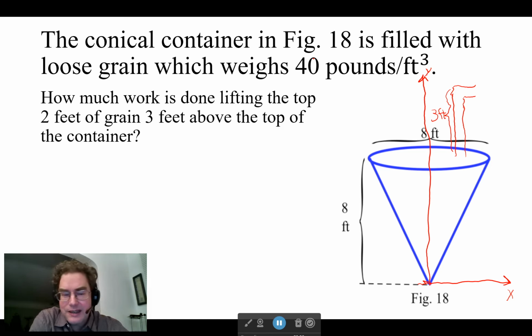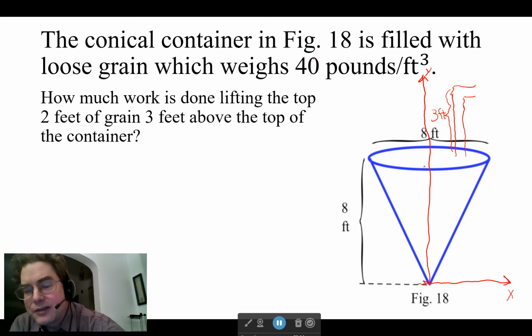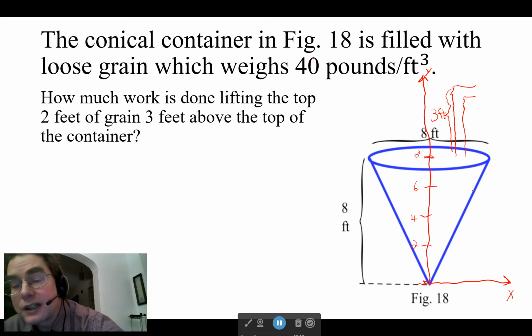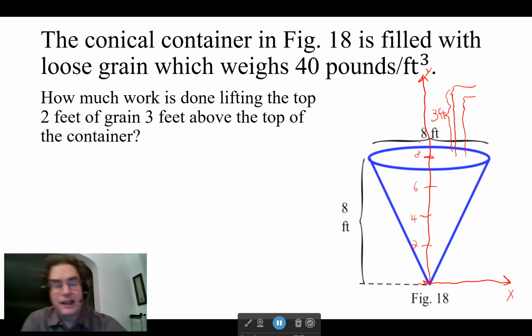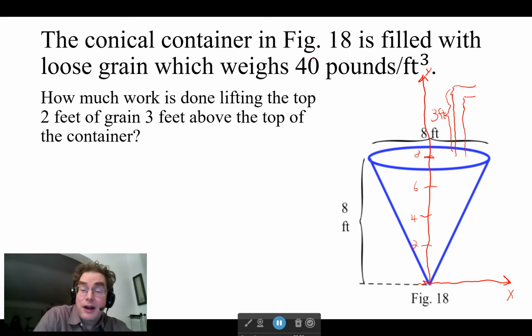Now, this coordinate system, I've got to tell you, is going to lead to some large numbers, because if we look at where the grain is that we're going to be lifting, if 8 is right here, that means this would be 4, this would be 6. So we've got 2, 4, 6, 8. We're going to be looking at the portion of grain starting at 6 and going to 8. So we're going to be integrating from y equals 6 to y equals 8. And that's going to give us some big numbers. But the counterbalance is that our integrand is going to look a lot simpler doing it this way. So let's try this, and we'll see how that goes.